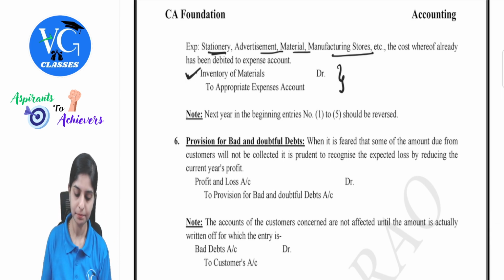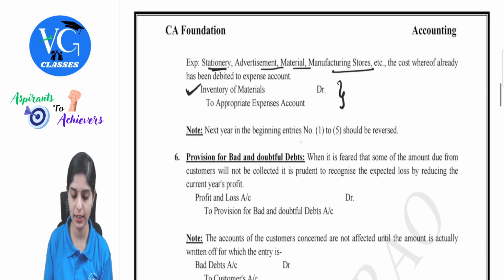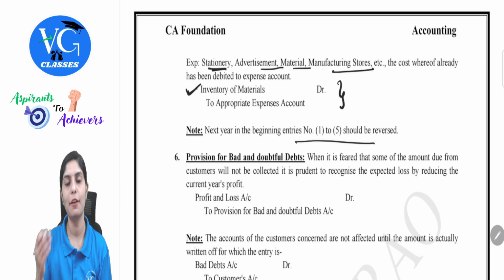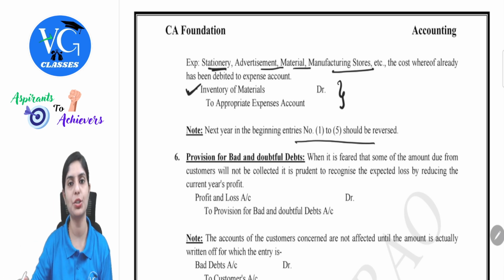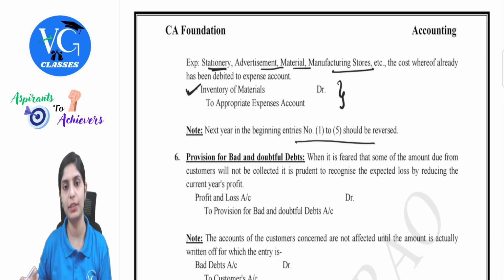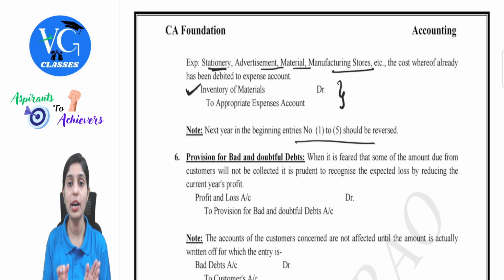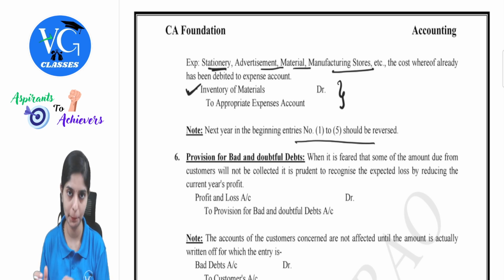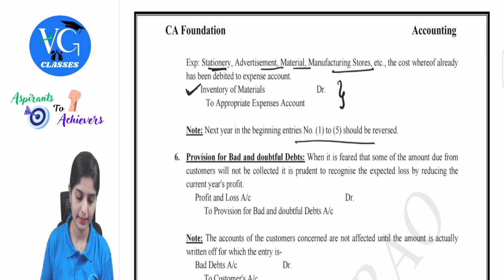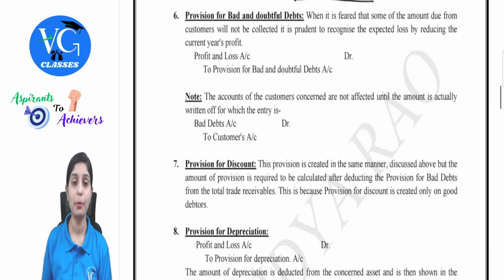Clear? Yes. Next year in the beginning, entries number 1 to 5 should be reversed. That is, if you are also presenting next year's financial statements, whatever we understood from point number 1 to 5 will be reversed, because we are just recording this from the current year's point of view. Clear? Yes.